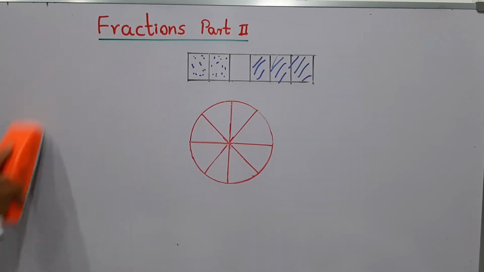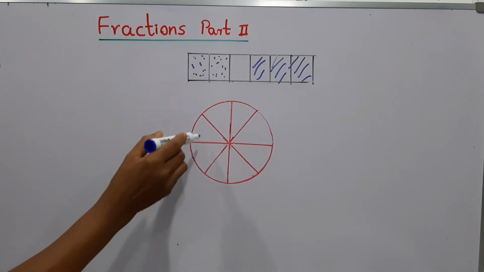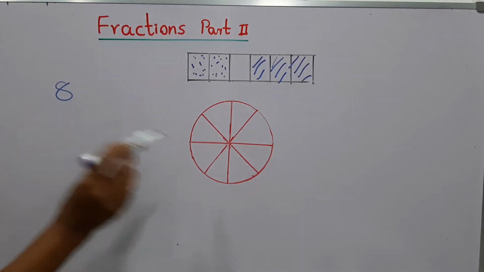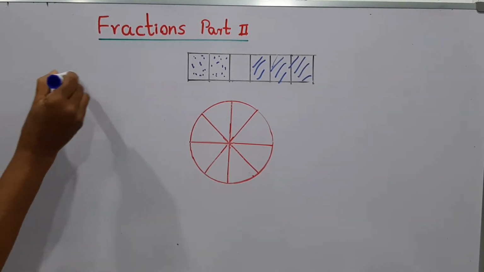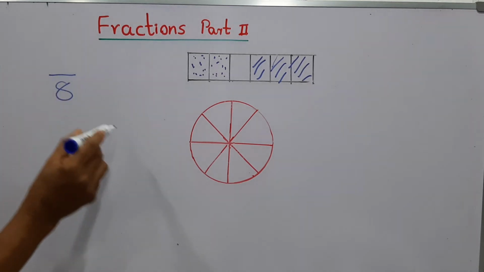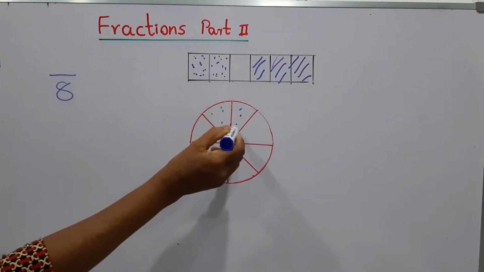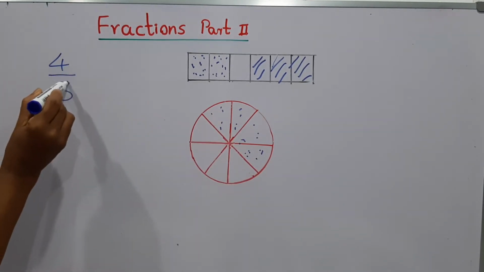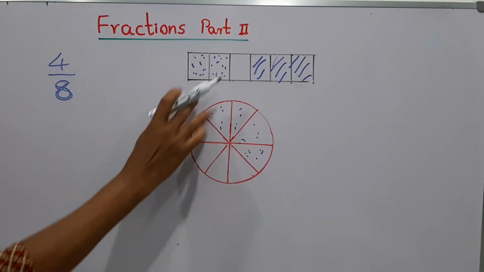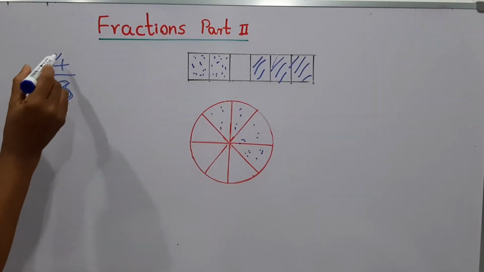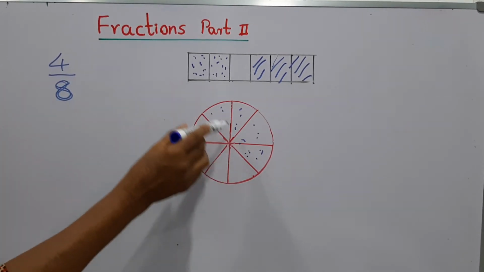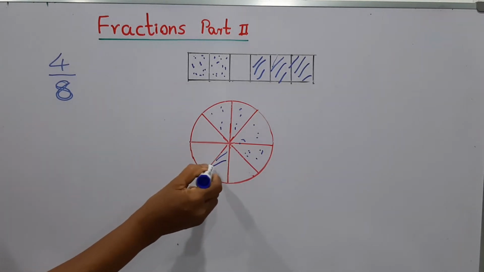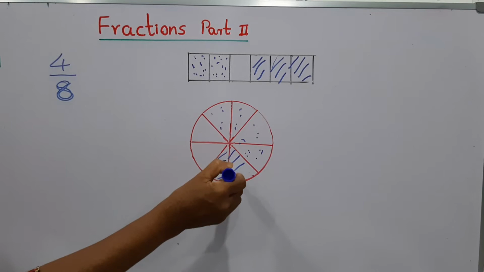Now we'll move to this circle. Look at that circle. It has divided into 8 parts. Okay. Out of 8 parts, I am going to color 4 parts. 1, 2, 3, 4. Now I have colored 4 parts. Now this is the denominator. That means the number of parts the figure has divided, and numerator tells us the shaded parts, right? That is one fraction.